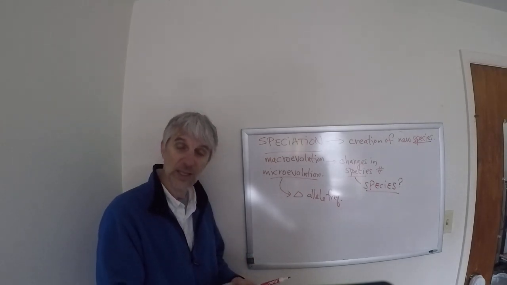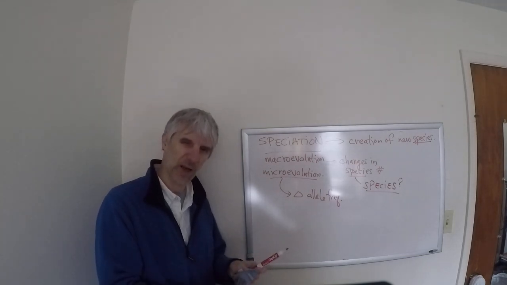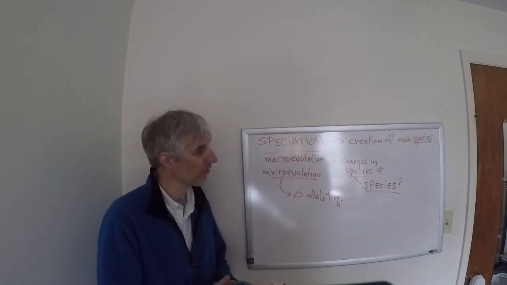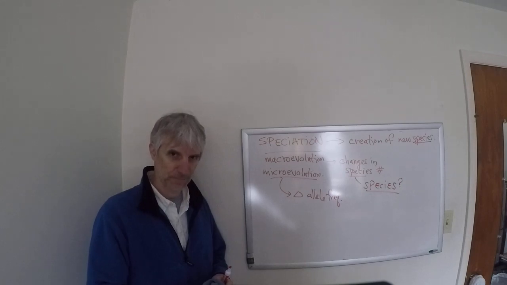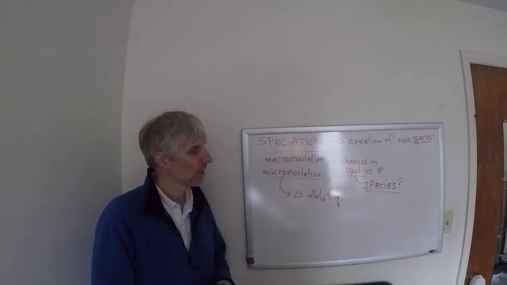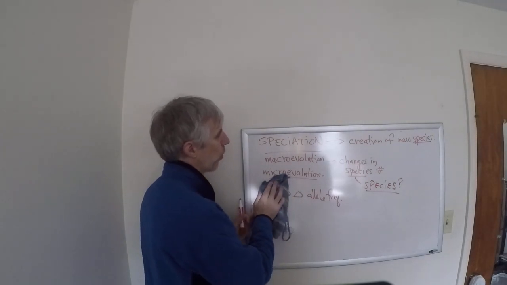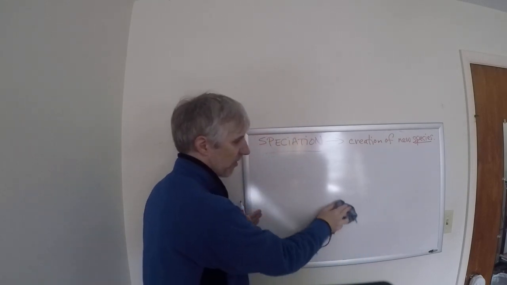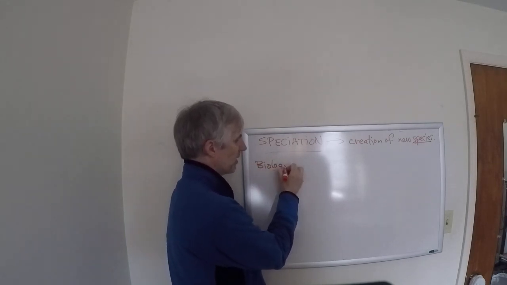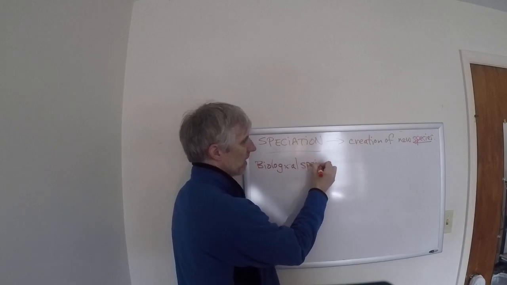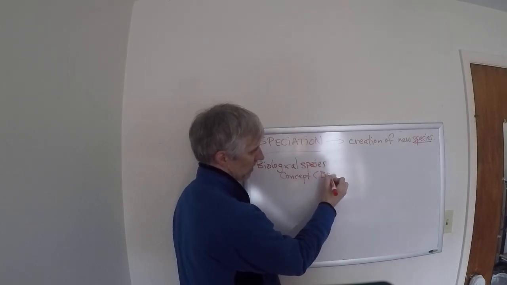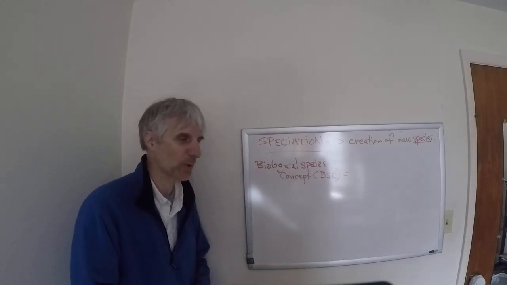It's kind of like fitness, right? We used it a lot before we ever defined it. Like fitness, species is a very, very tough term to define. There are actually a lot of definitions out there for what a species is. So we're going to start with the most widely used definition of a species. This definition is what's called the biological species concept, otherwise known as the BSC. It has its own acronym.